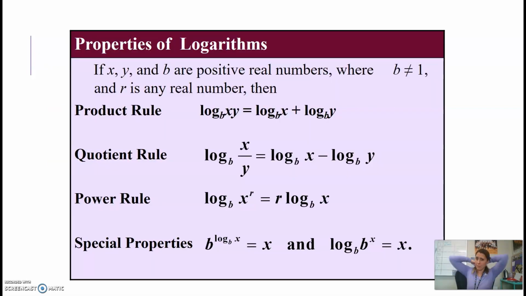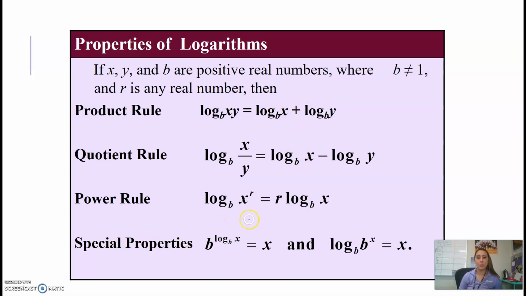Okay, so these are the properties that you're going to want to get down. As you're writing these down, know that this right here are the condensed version of the property, and these right here are the expanded version of the property. So condensed, only one log. Expanded, more than one log, except for here, but more than one log of the same base.